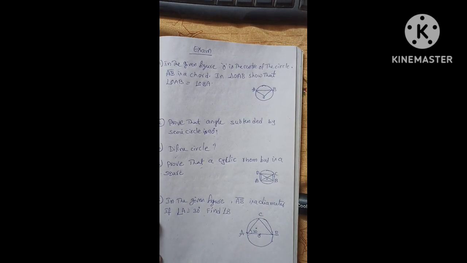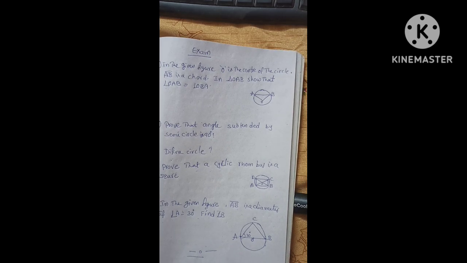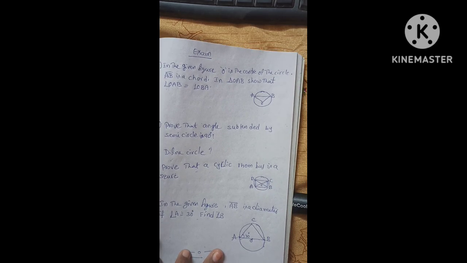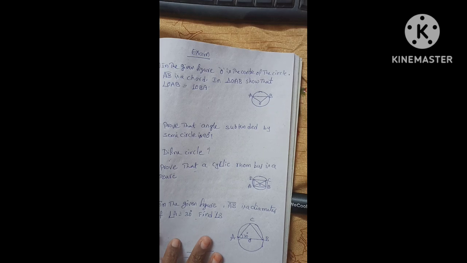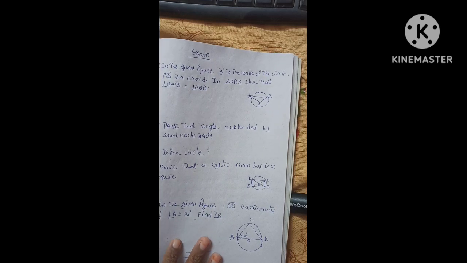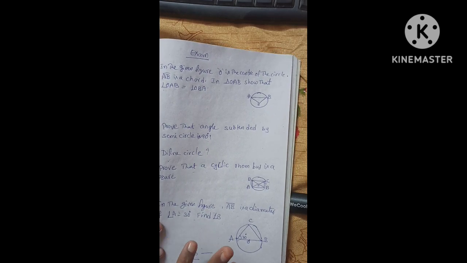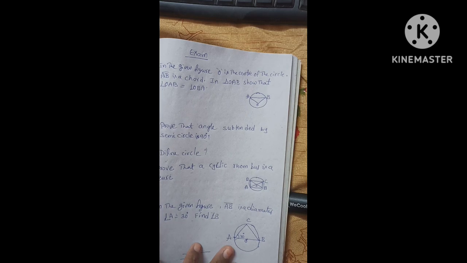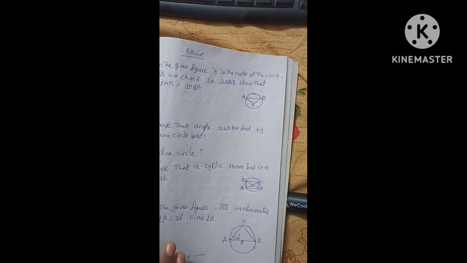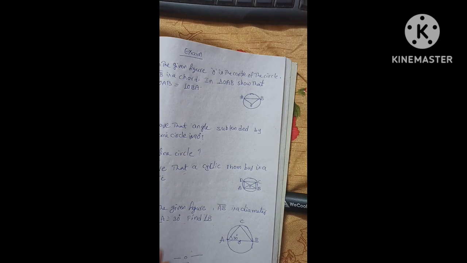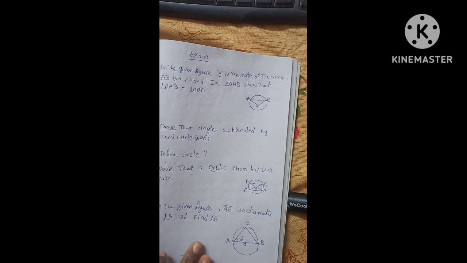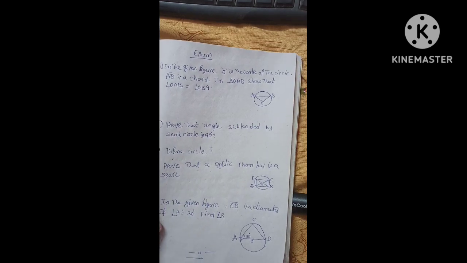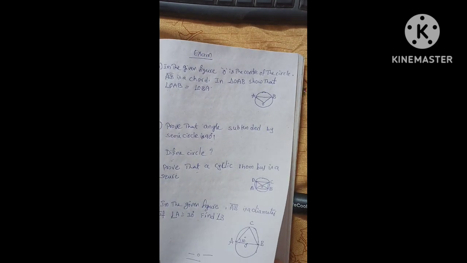So today we completed the 12th chapter. In total the ninth class has 14 chapters. Today we completed the 12th chapter and will start the 13th chapter in the next video. After the ninth class Try This, Do This, Think and Discuss sums are complete, I will start the 10th class.